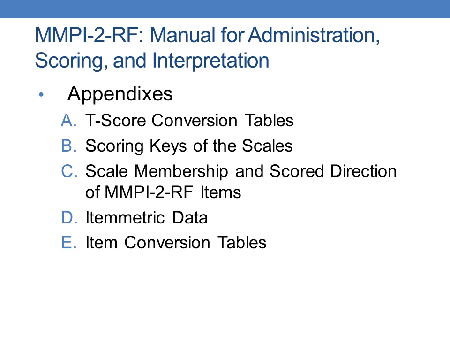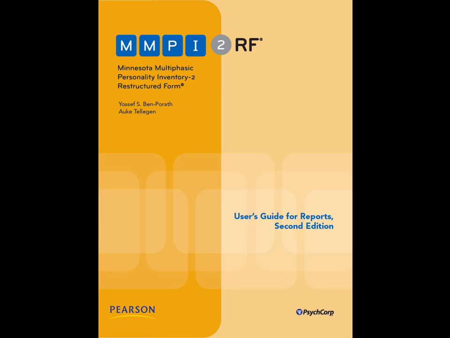The appendices for the interpretive manual include the T-score conversion tables, scoring keys for all the scales, scale membership of all the items. Psychometric data includes the reading level, which in Flesch-Kincaid tends to be around a 4 or 4.5 grade level. And then item conversion tables, depending on whether you're looking at the MMPI, MMPI-2, or RF.